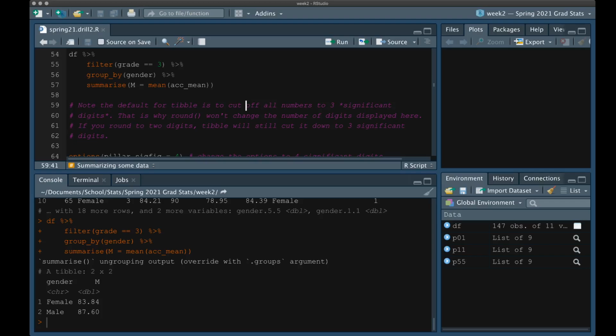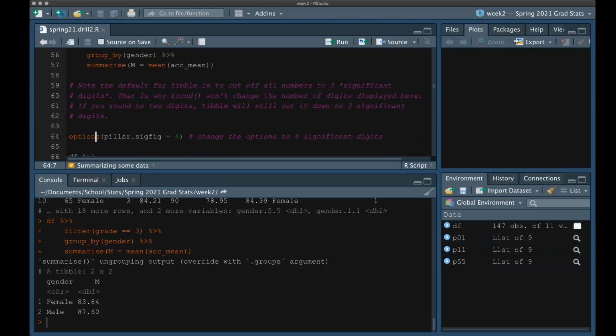If your 3 significant digits has no decimal places, Tibble will actually cut off the decimal places altogether, which is why you couldn't even use round on this, because if you round it, it'll still round it to say 2 decimal places, but then Tibble only displays 3 significant digits. So if you really want to change that, you can run options pillar.sigfig equals, say, 4, which is what I had done previously, which is why when I ran this, it showed up as 4 significant digits instead of 3.